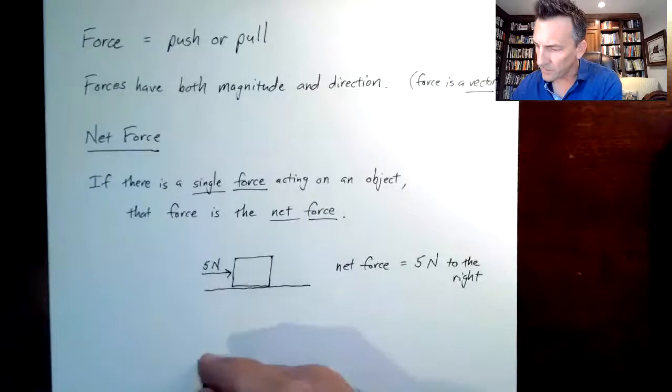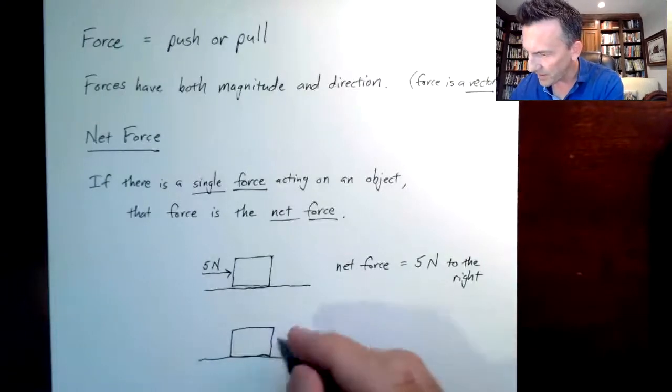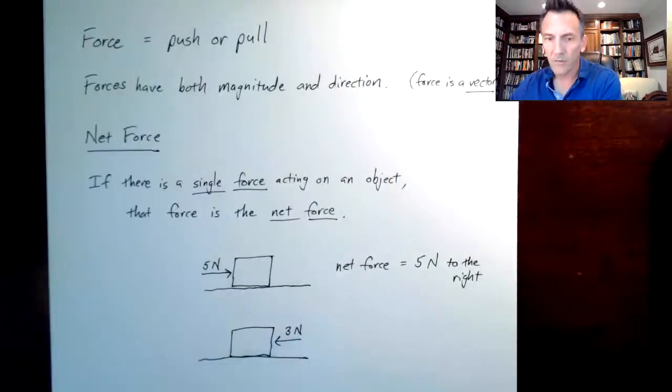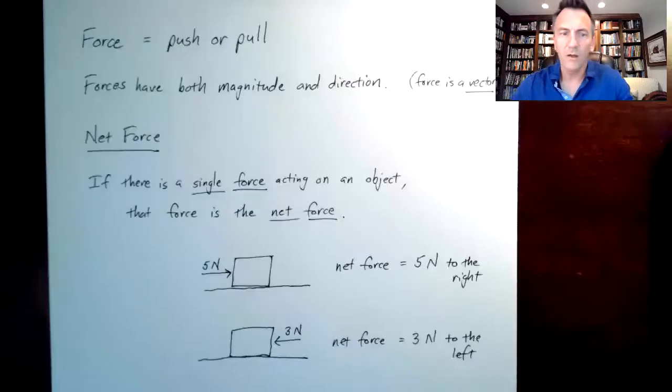Let's do another example. Again, we have a box sitting on a table, and this time we have a force pushing to the left with 3 newtons. What's the net force on this box? Again, since there's a single force, the net force is equal to that single force. Okay, so this is very simple so far. If there's a single force, then it's the net force.